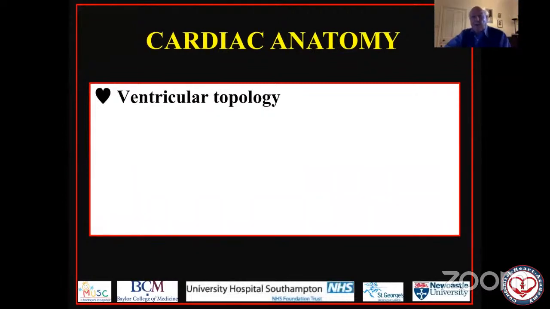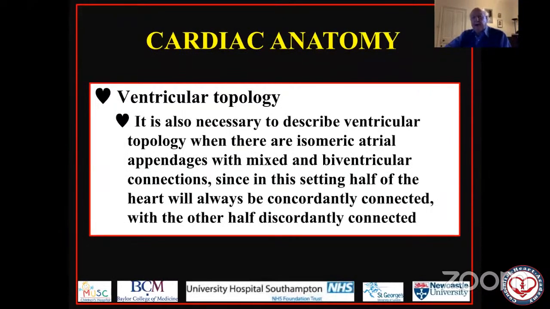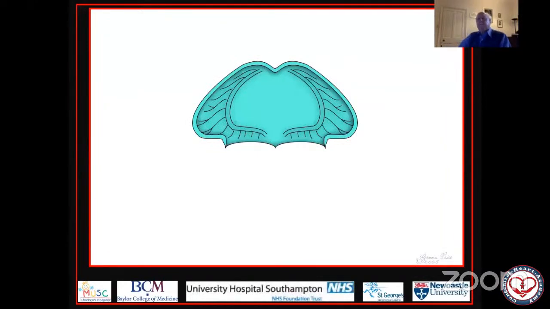But there is one more situation in which we have to take account of ventricular topology. And that is when there are isomeric atrial appendages. Because when you have isomeric atrial appendages and biventricular atrioventricular connections, half of the heart is going to be concordantly connected, the other half is going to be discordantly connected. So let me show you that.